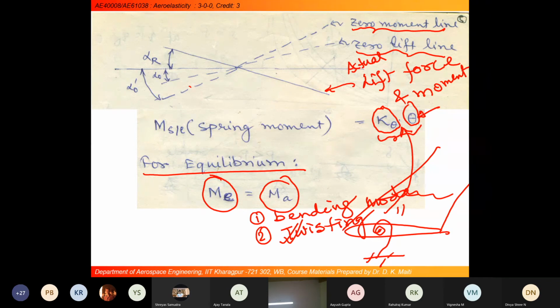See, in structural dynamics, you have studied the physical model and the modal model. This aeroelasticity concept is based on the modal concept. So, though it has a distributed stiffness, when I am considering mode 1, the twisting mode, that twisting mode will have an equivalent torsional stiffness, and that torsional stiffness is k theta.